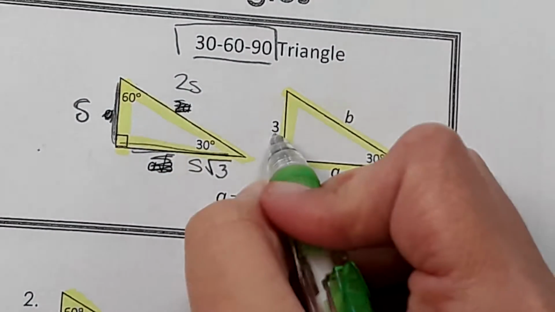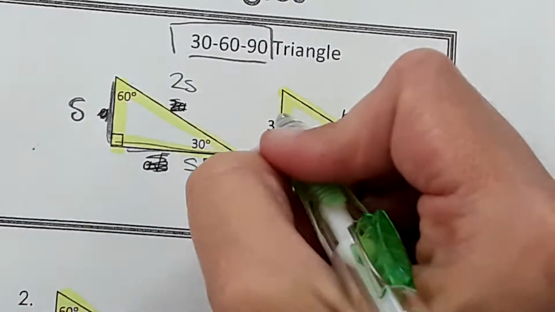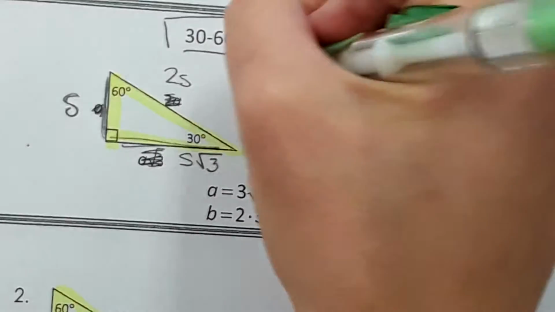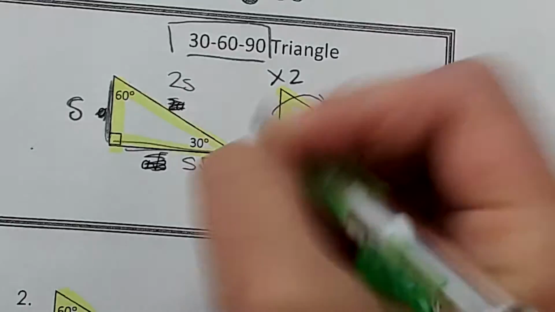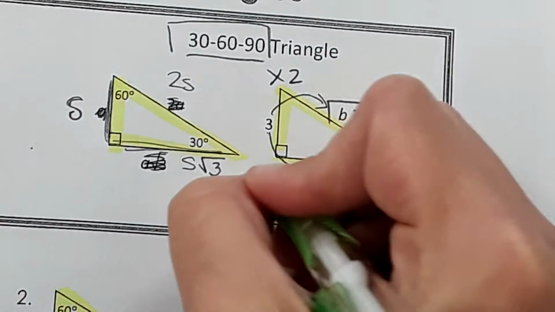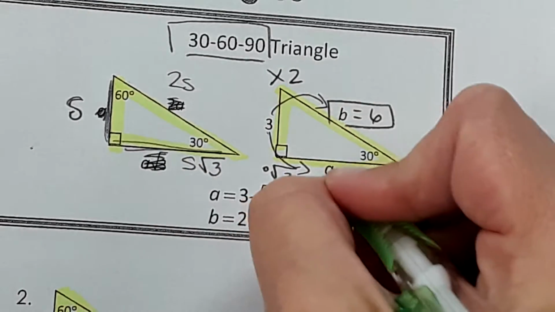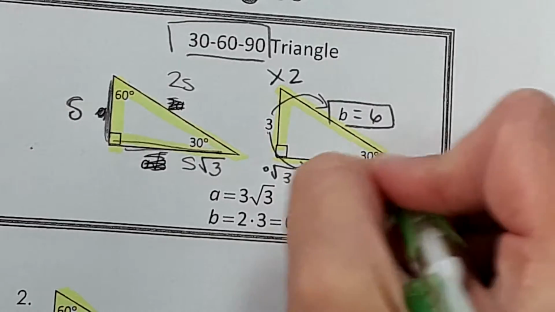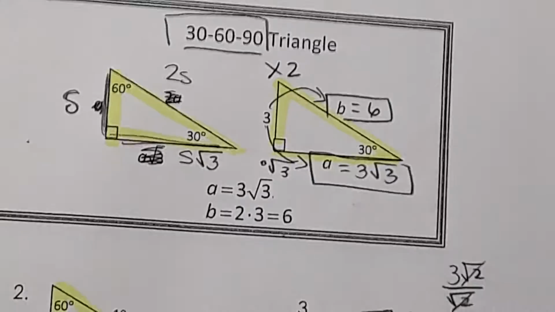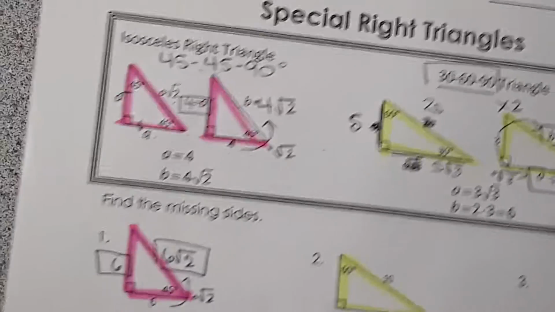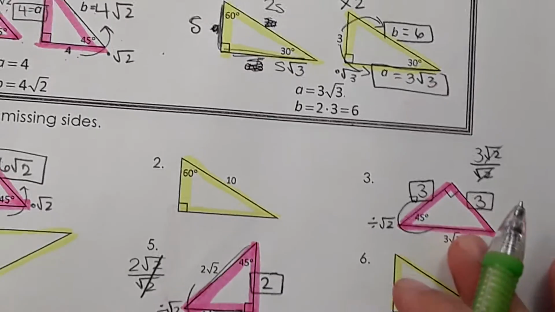So looking at the example, we have the shortest side is 3 units. To get to the hypotenuse, we need to multiply by 2, so b must equal 6 here. And then to get to the medium length side, we need to multiply by square root of 3. So a equals 3 square root of 3, which is what they have down here as well. Okay, so now we're going to work through all the yellow ones using those rules.